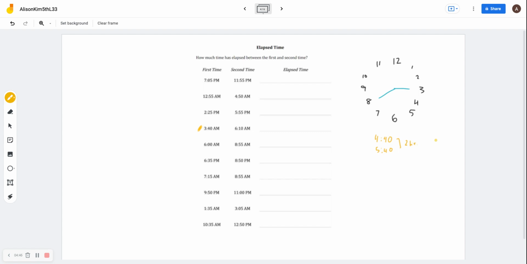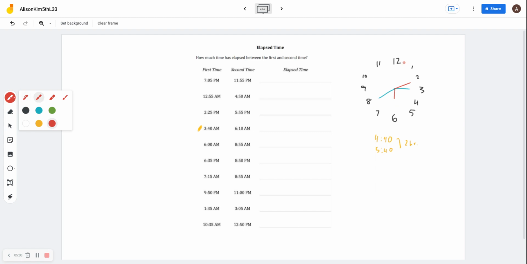Now we need to focus on the minutes. So from 3:40 we have 5:40 to 6:10 is what we're trying to get to, right? 6:10. And then we're going to start off from where we left off, 5:40.